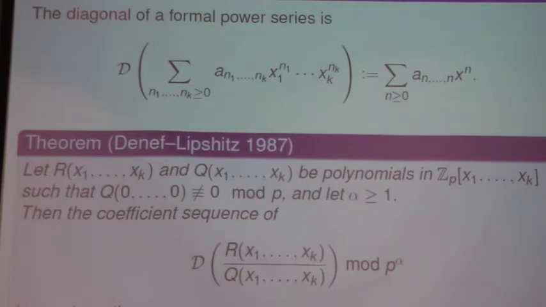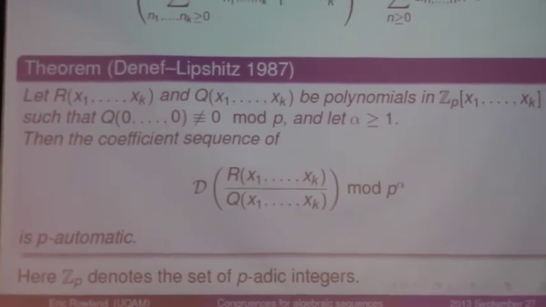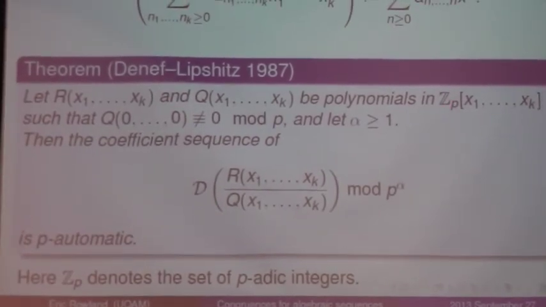And in '87, Denef and Lipshitz showed that if you have two polynomials, so this is going to be a rational function, with coefficients that are p-adic integers, or if you prefer, you can say that they're integers, such that the constant term of the denominator is invertible mod p, and that's really just so that we have a nice unique power series expansion for this rational function P over Q. So basically, if you have a nice rational function and you look at the diagonal, so you get this univariate power series, and you reduce it mod p to the alpha, any prime power, then the sequence is p-automatic.